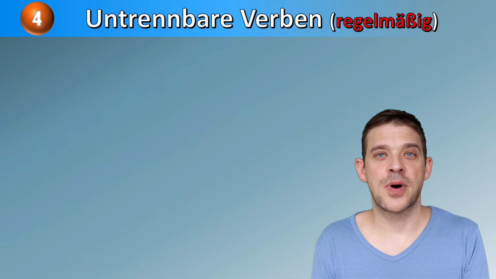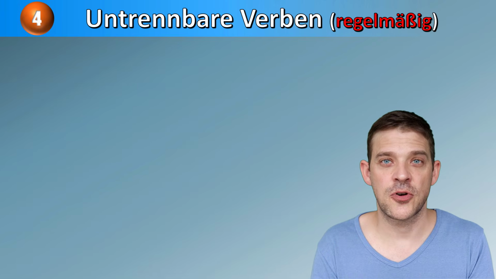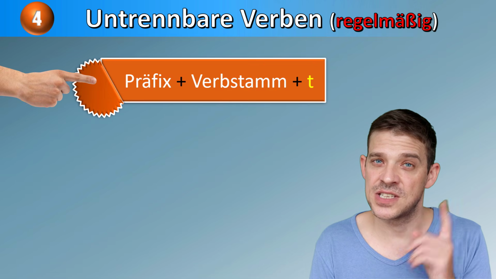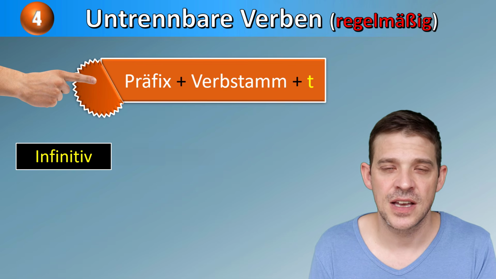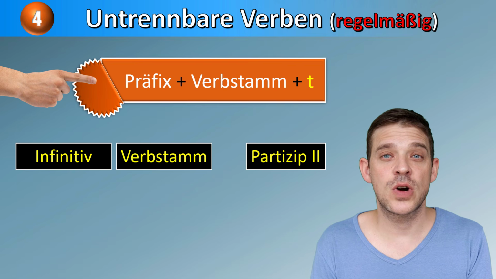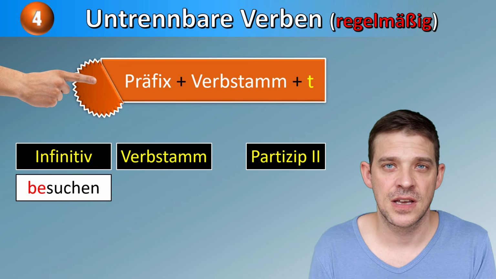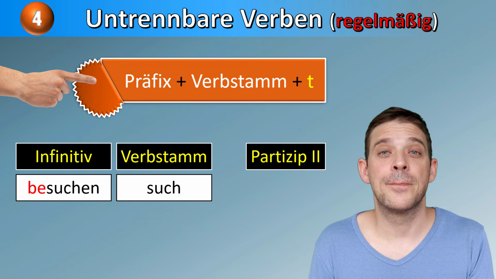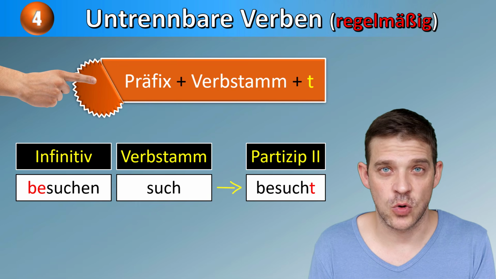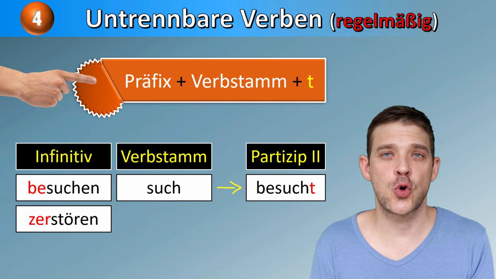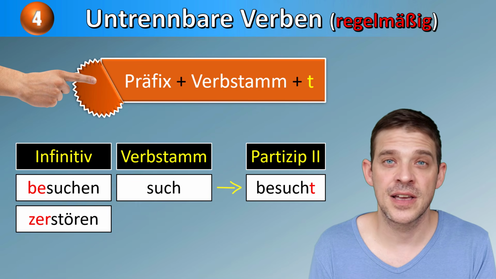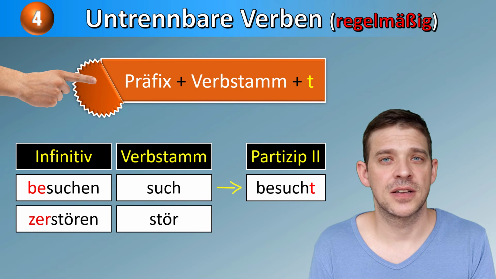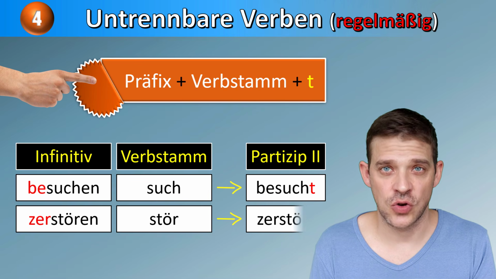Nummer 4, untrennbare Verben, inseparable verbs. And here the rule is Präfix plus Verbstamm plus t. And you see again there is no GE. Zum Beispiel das Verb besuchen. Besuchen heißt to visit. Verbstamm ist such. So the whole PP would be besucht. Oder das Verb zerstören. Zerstören heißt to destroy something. Verbstamm ist stör. Partizip ist zerstört.